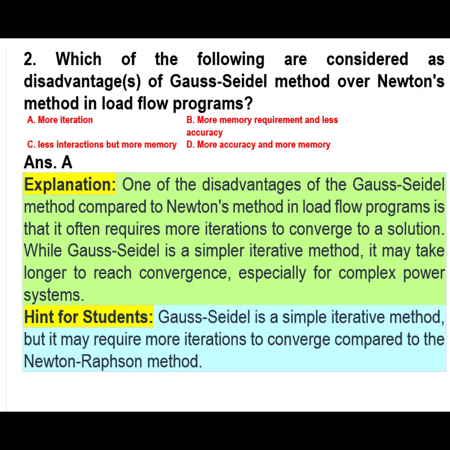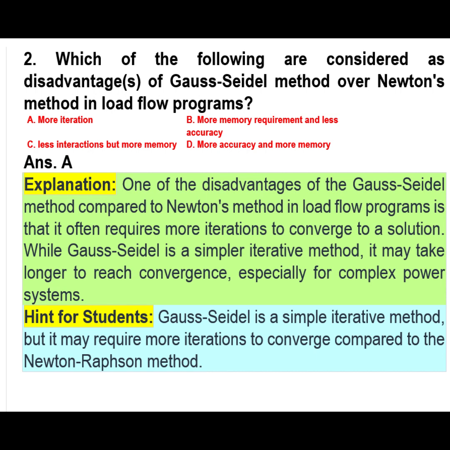Which of the following are considered as disadvantages of Gauss-Seidel method over Newton's method in load flow programs? Explanation: one of the disadvantages of the Gauss-Seidel method compared to Newton's method in load flow programs is that it often requires more iterations to converge to a solution. While Gauss-Seidel is a simpler iterative method, it may take longer to reach convergence, especially for complex power systems.